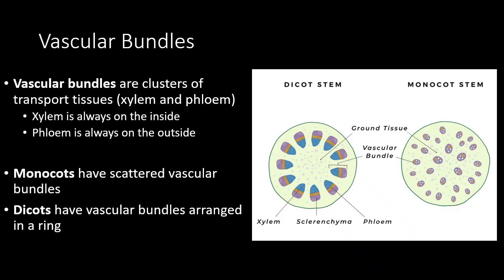One of the more useful differences, I would say, in identifying differences between monocots and dicots is that dicots have vascular bundles which are always arranged into a ring, whereas monocots will have vascular bundles which are scattered throughout the entire inside of the stem.